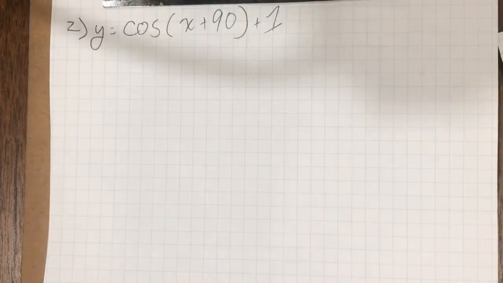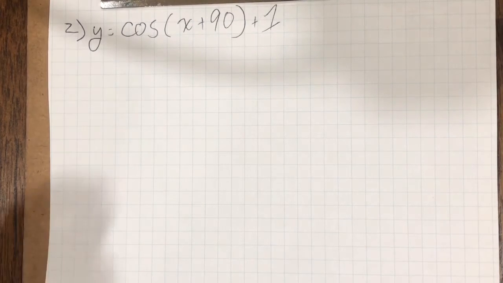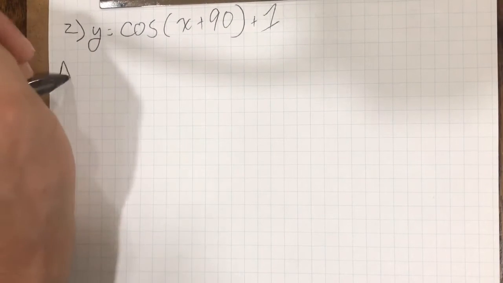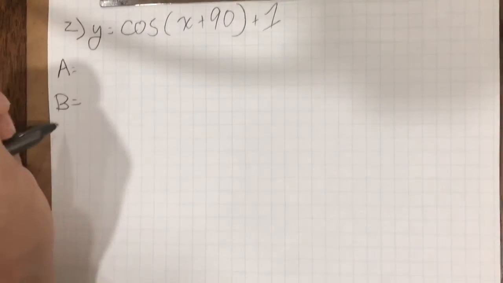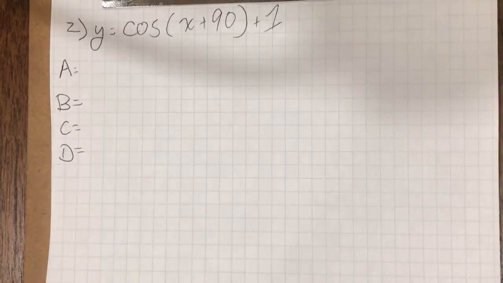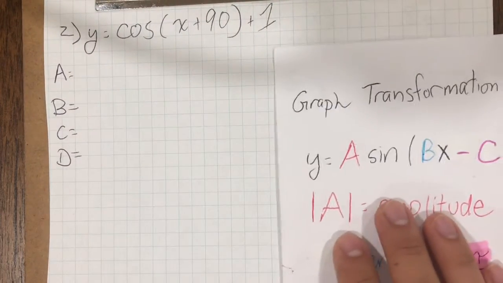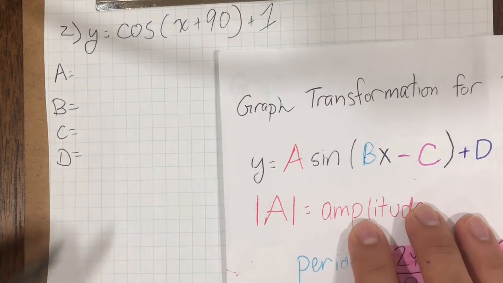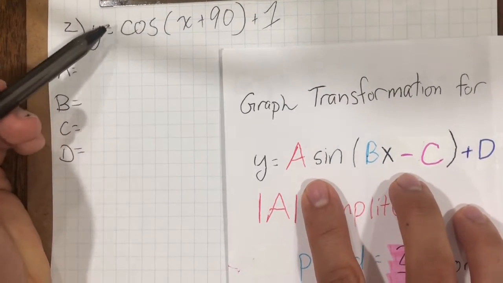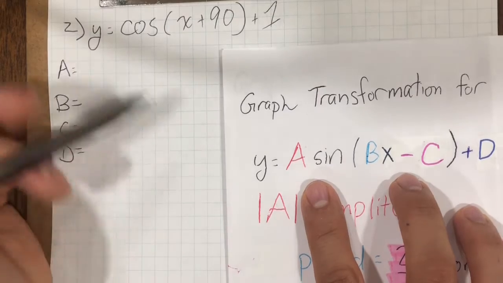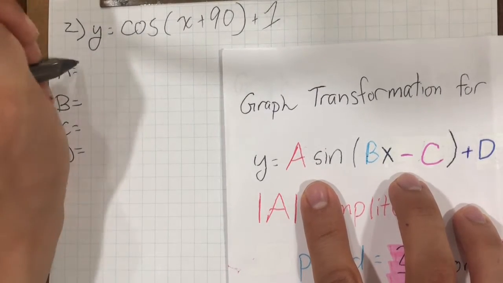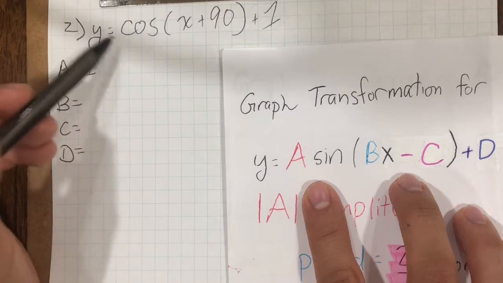So for number 2, we're going to continue where we have y equals cosine of x plus 90, plus 1. All right, so the first thing we're going to do is figure out my numbers for A, B, C, and D. Let's take a look at what those numbers are. For A, there is no number in front of the trig function. So that means the number for A is going to be a 1. The coefficient of this is 1.